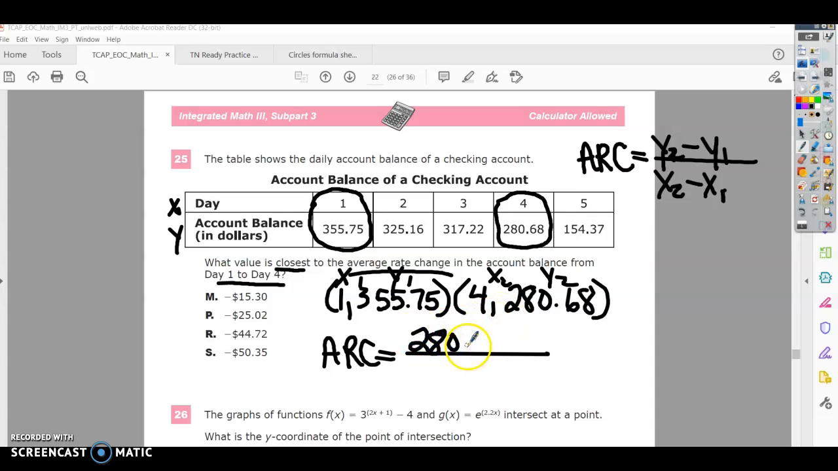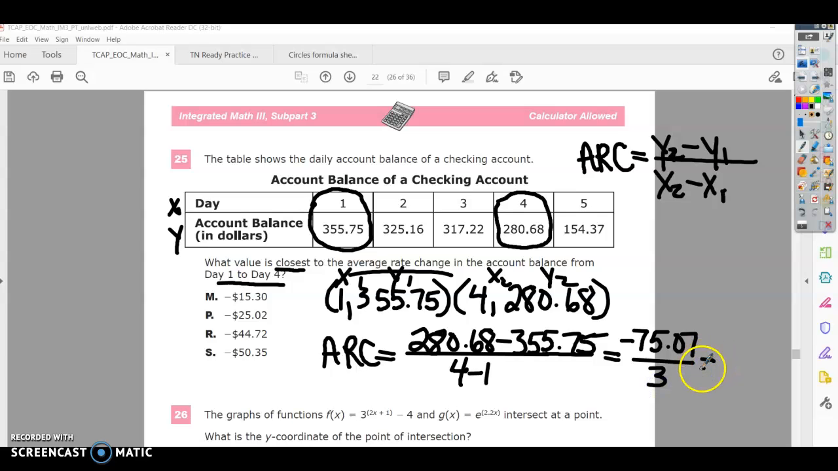So y2 is 280.68 minus y1, which is 355.75, and then we divide that by x2 minus x1, 4 minus 1. All right, so the numerator is minus 75.07, and 4 minus 1 is 3. And that's going to be negative 25.02. Now, average rate of change, you're thinking that's negative.